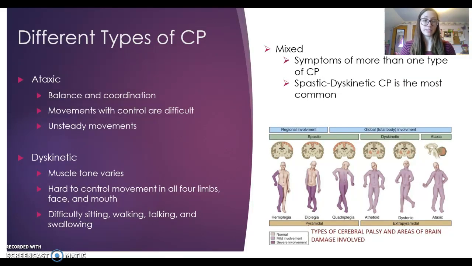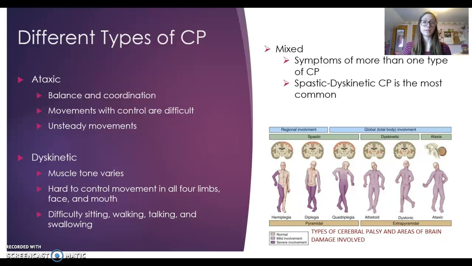Another type of CP is ataxic, which affects an individual's balance and coordination. Movements with control, such as writing, can be difficult, and walking is also difficult. The last type is dyskinetic, which is a type in which muscle tone varies. So the muscles can be very tight and very loose, which can vary from day to day or even within the same day. Their movements are uncontrollable in all 4 limbs, trunk, and face. So activities such as sitting, walking, talking, and swallowing are very difficult for these individuals.